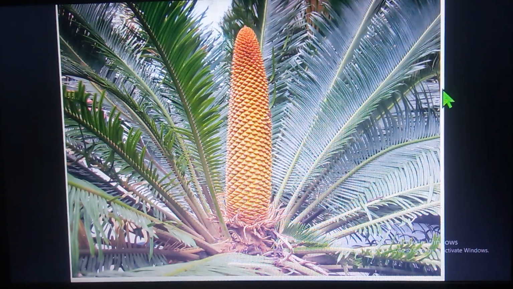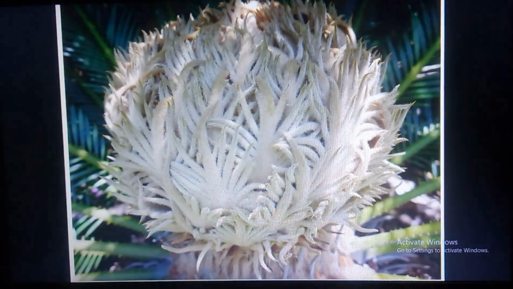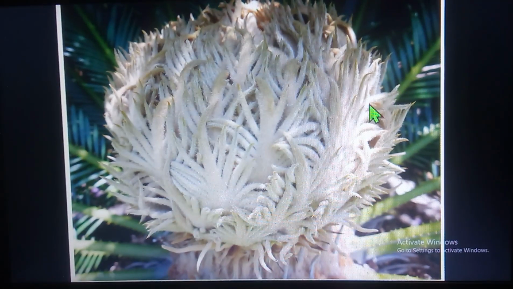For the detailed structure of both the male and the female cone, I will be explaining in the next video.